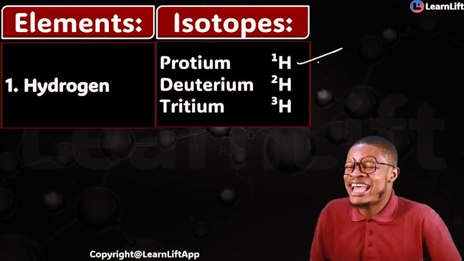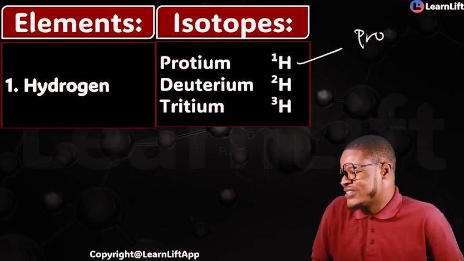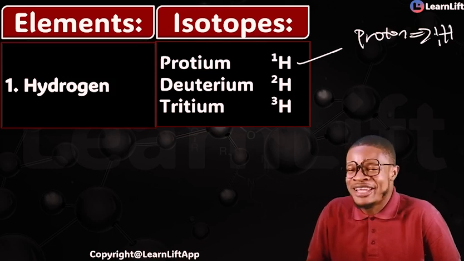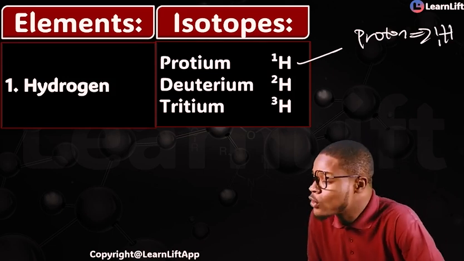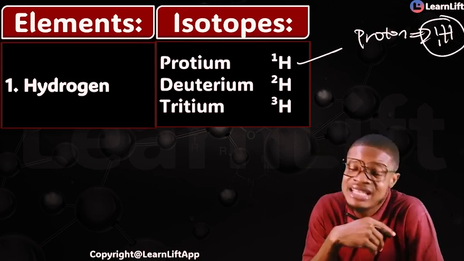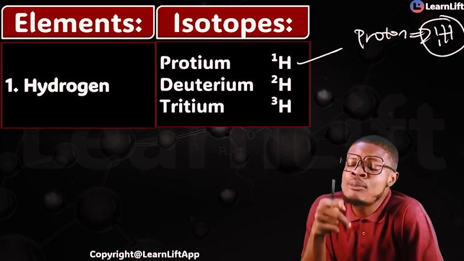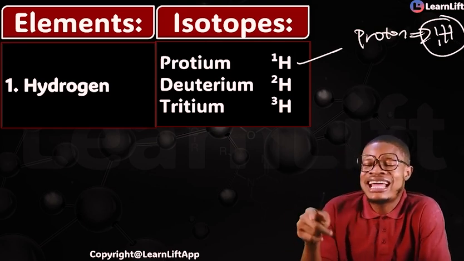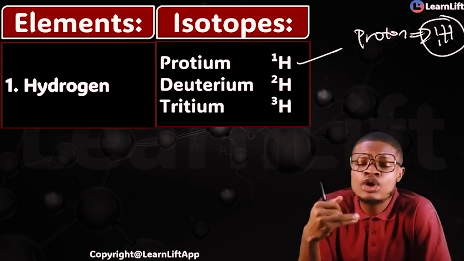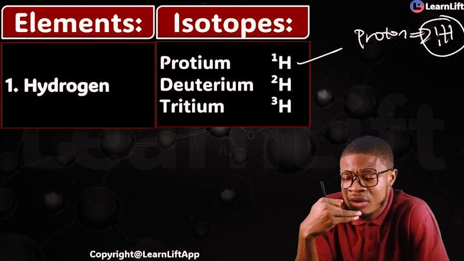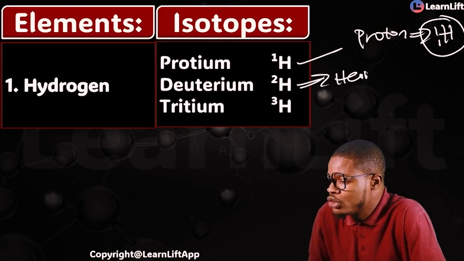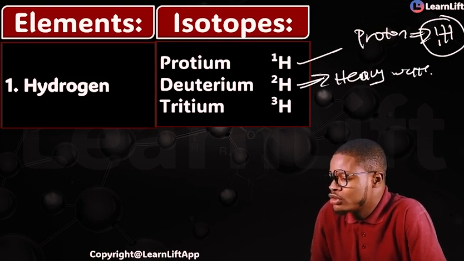Some people will say, sir, I thought it's called proton. Proton is your H, 1 and 1. Follow me from here. Proton is used in nuclear chemistry. Yes, it is different from your protium. Under the isotopes of hydrogen, what do we have? Your protium, number 1. Number 2 is called deuterium. Another name for deuterium is what? Heavy water. So deuterium is also called your heavy water.